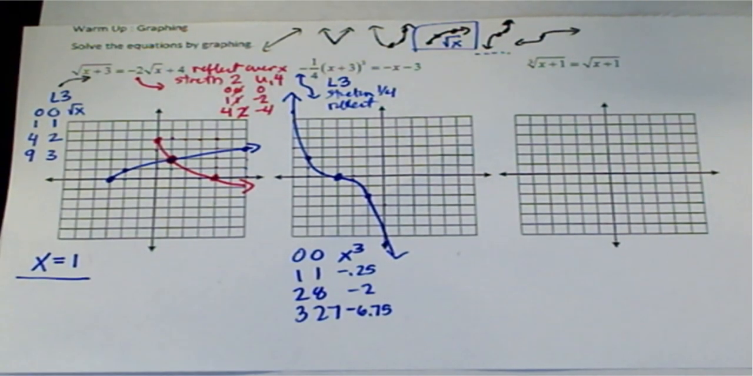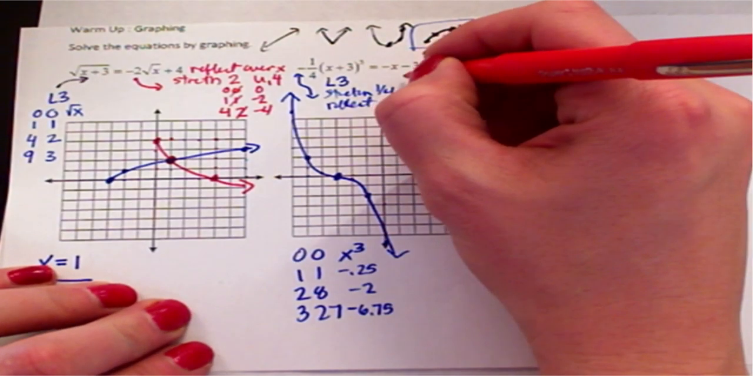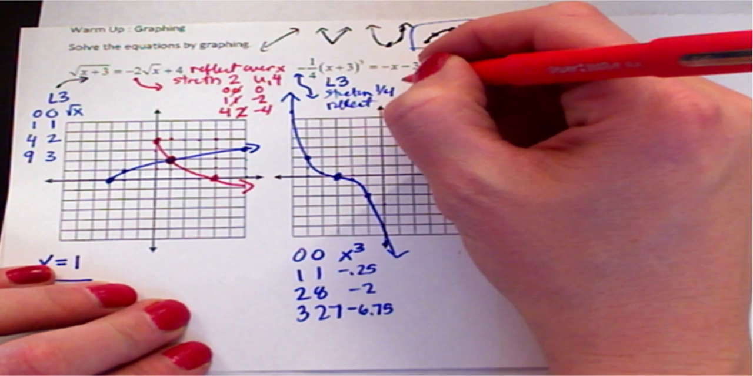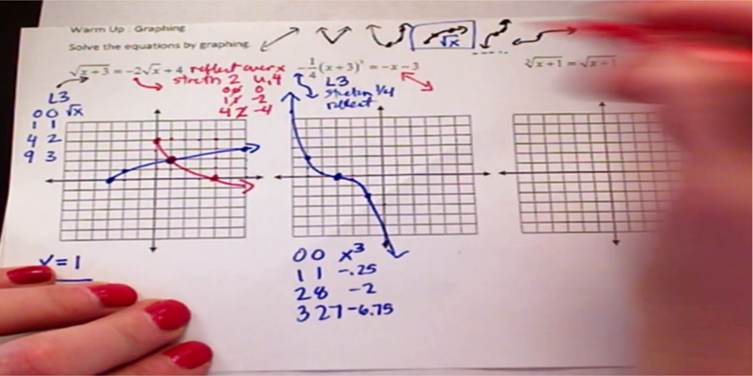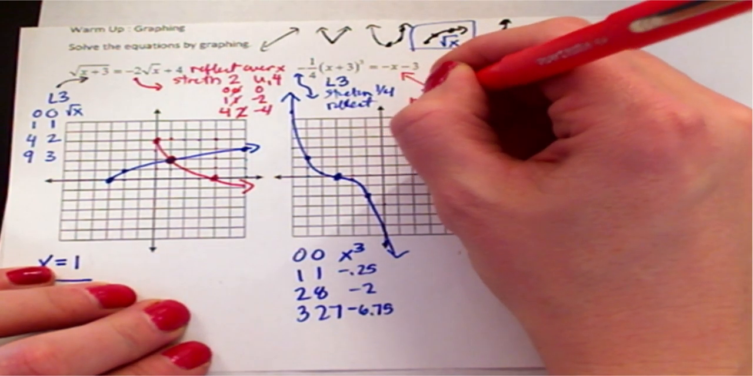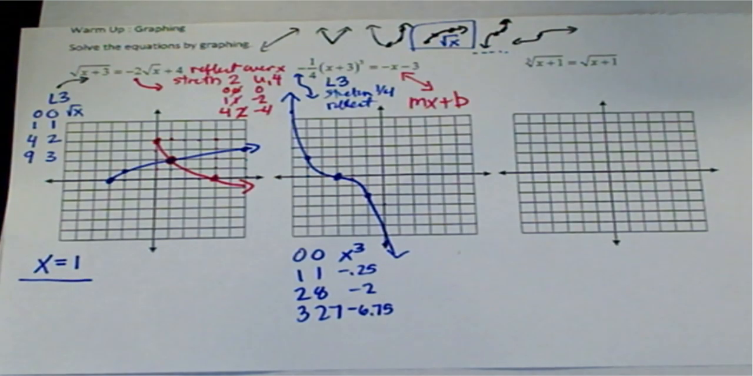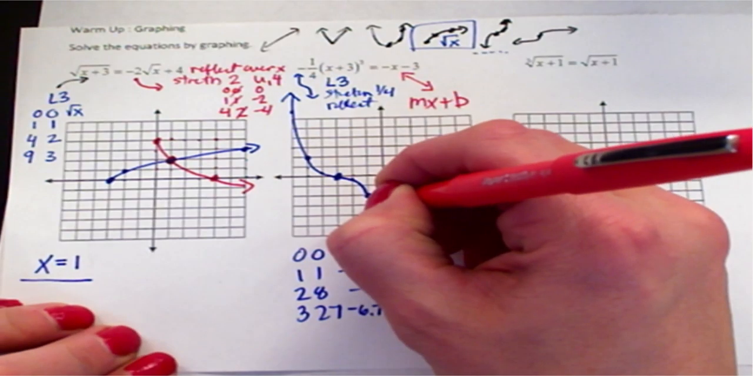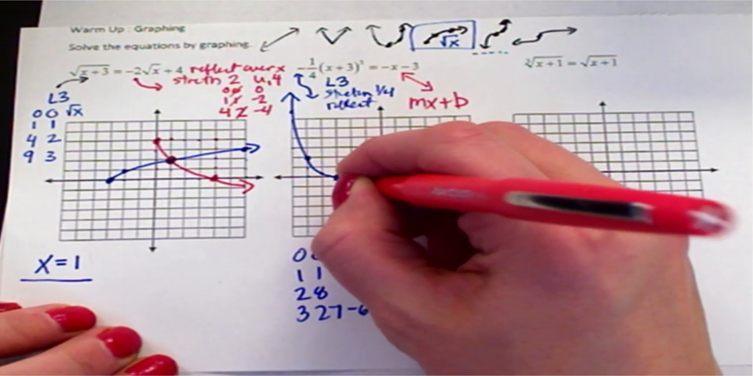There's my cube graph, tall. Look at my arrows. My arrows are pointing up and down. They're not sideways looking. They're up and down looking, like a polynomial. It's because it's cubed. Looks like a polynomial. Okay. Line with a negative slope. y equals mx plus b. So down 3, negative 1 slope.